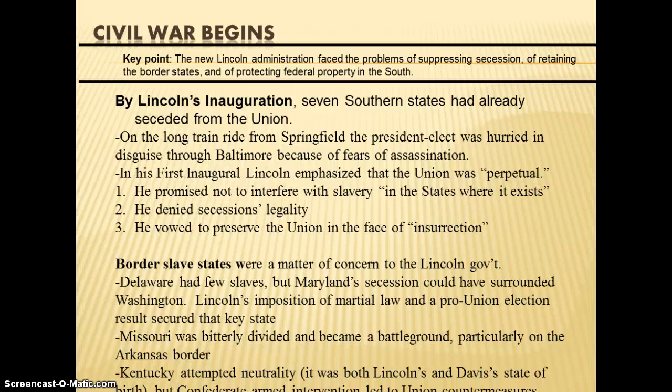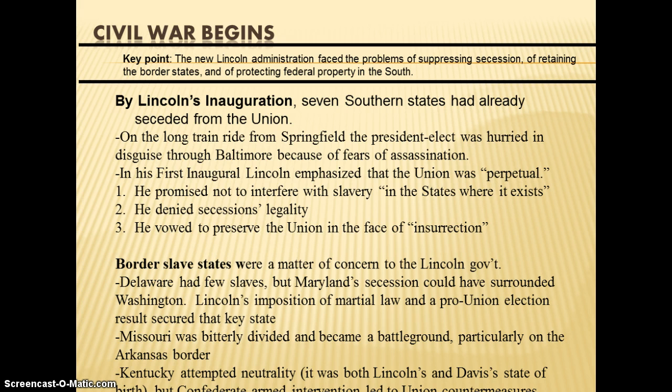By Lincoln's inauguration, and if you'll think about the map from our previous notes, 7 southern states had already seceded from the Union, and the first to secede was South Carolina, who, don't forget, had threatened to secede during the nullification crisis with John C. Calhoun during Jackson's presidency. If you'll also think back, there's a major reason why the nullification crisis didn't go through, why South Carolina did not secede during that period. And if you'll remember, it's because no other southern states joined with South Carolina. And that's the big difference here.